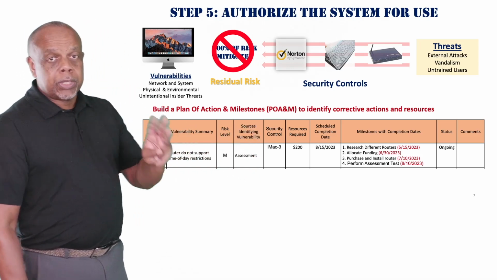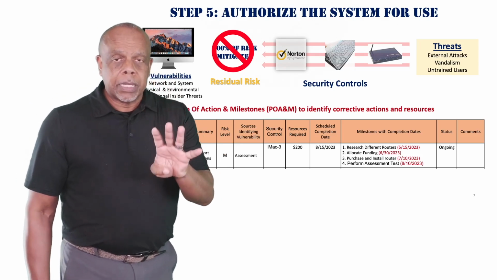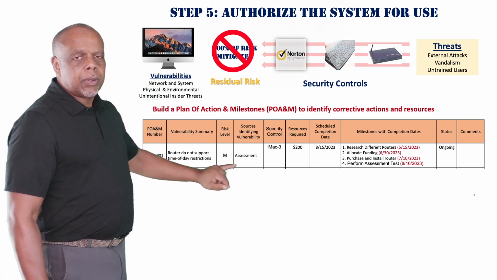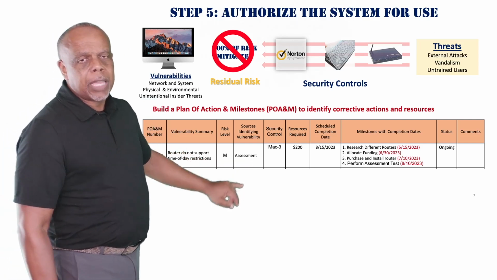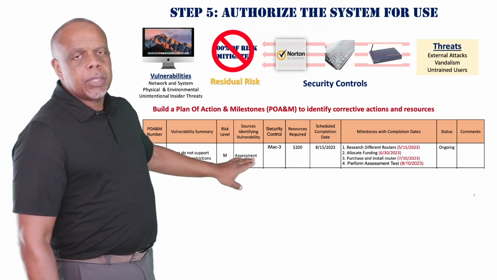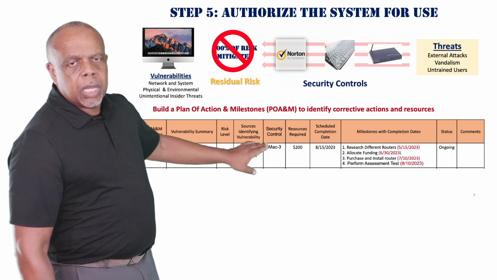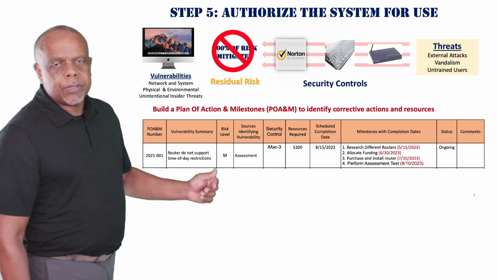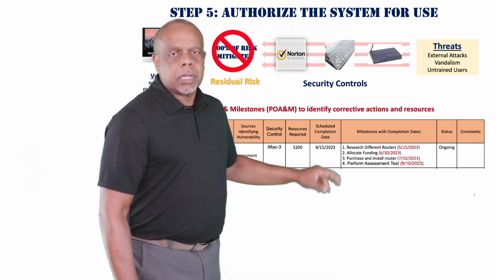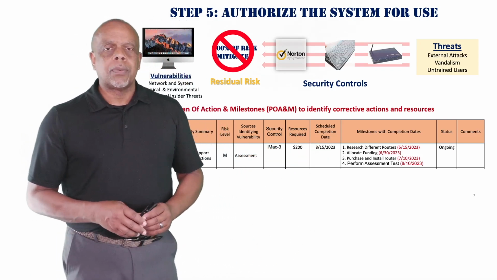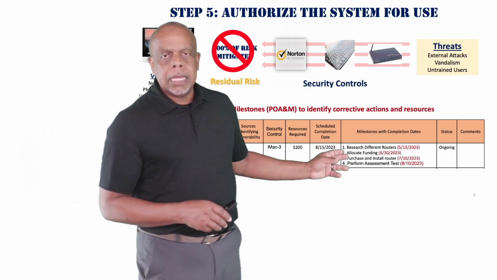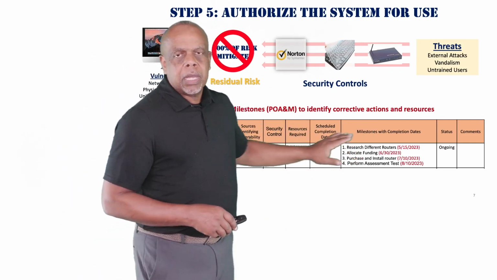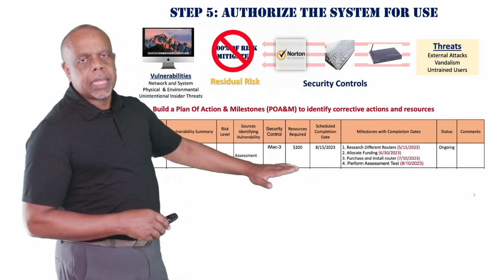While I was going through step 4, the assessment. As I was going through my assessment of the controls, that's when it showed up: oh my God, this router, I can't even set up time of day restrictions. So in step 4, assessments, is when this was noticed. The security control that it's mapped to, IMAC 3, which was time of day restrictions. Resources required, about $200 to buy and upgrade that router, okay? And when do I think I'm going to complete it? Probably around 2023.